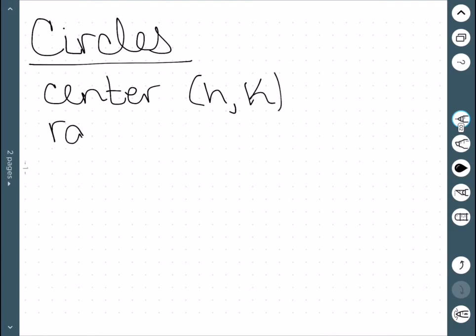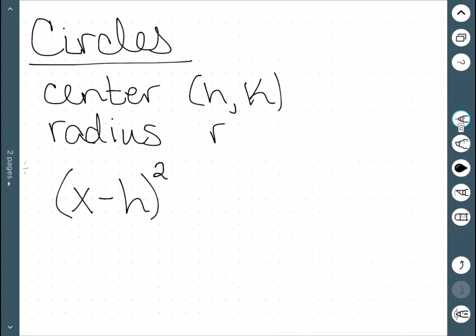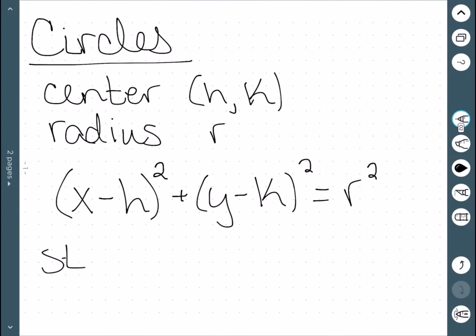We'll now discuss circles. And for a circle, we need to define two things: the center of the circle, which we'll call h, k, and the radius, which we'll call r. As long as we know the center of the circle and the radius of the circle, we can determine the circle. In general, the formula will be given by (x − h)² + (y − k)² = r². And this is the standard form of a circle.